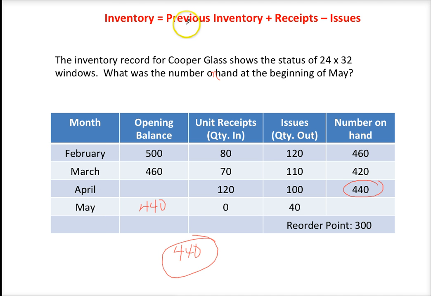Your inventory, or your number of items on hand, is your previous inventory plus any receipts minus any issues.